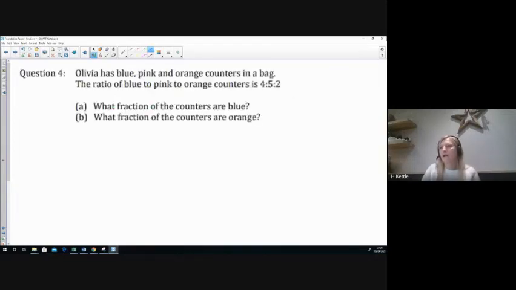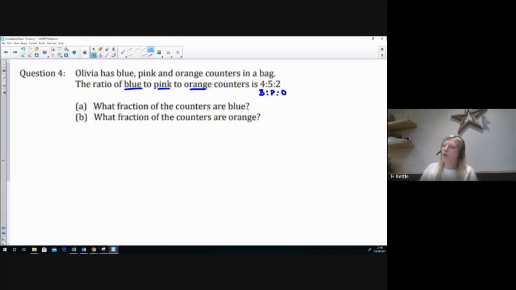Okay, Olivia has blue, pink, and orange counters in a bag. The ratio of blue to pink to orange is 4 to 5 to 2. So the order of the words is always the order of the ratio, blue to pink to orange. What fraction of the counters are blue?